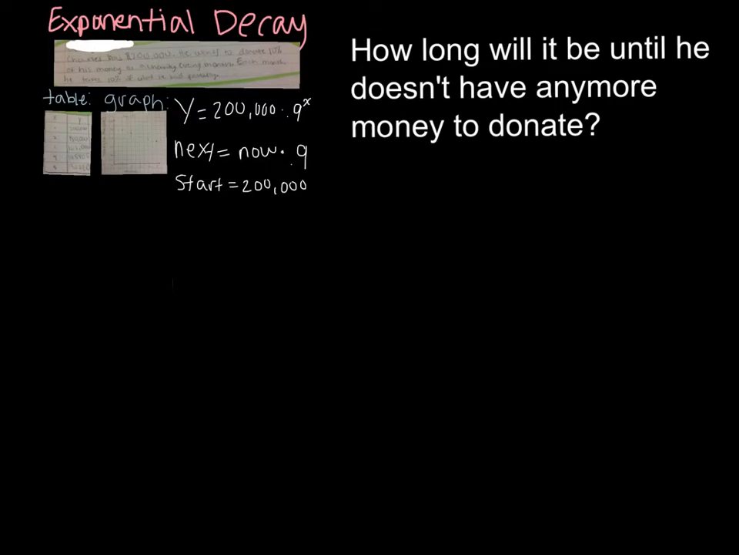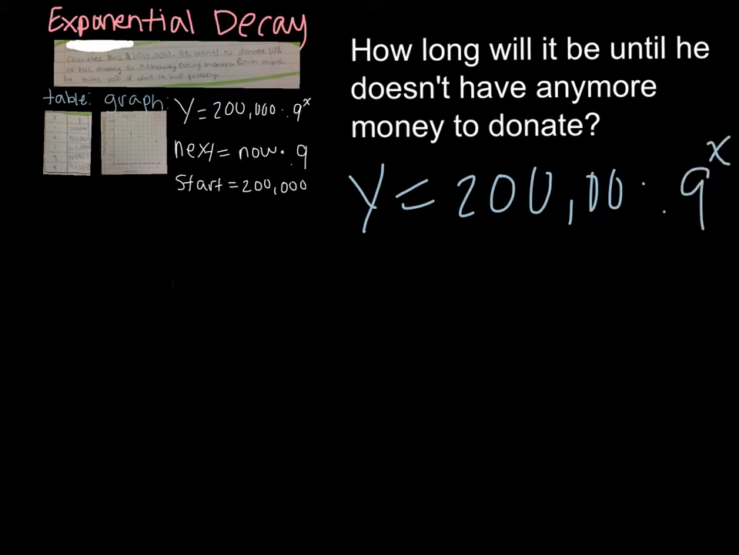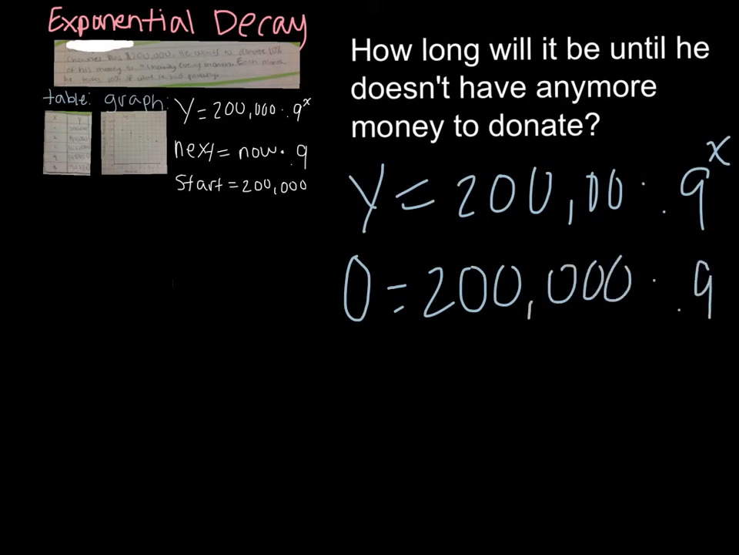The first thing we're going to do is put in our equation, y equals 200,000 times 0.9 raised to the x power. Now we're going to put in what we already know. So we need to figure out when y will equal 0 or $0. So we can already put that in, our starting value. We're trying to figure out x in this equation.